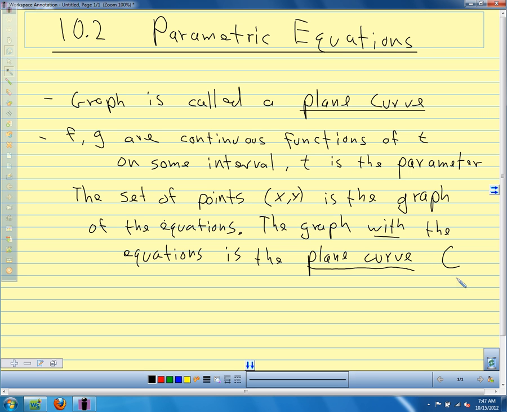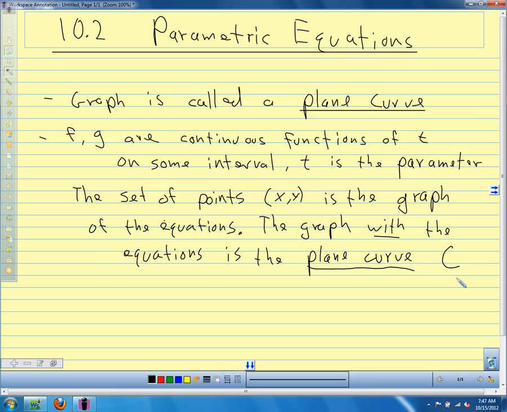So the book will use the terminology plane curve. It'll talk about the graph. It'll talk about the equations. So I just want you to be familiar with that. Sometimes the terms graph, plane curve, and set of parametric equations are used interchangeably. But there are a couple of times when this distinction does become important. A lot of times we just use them interchangeably.